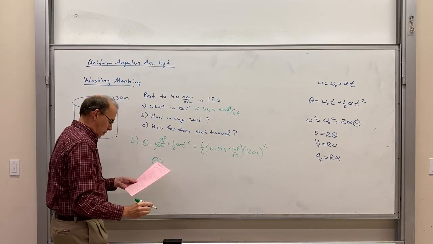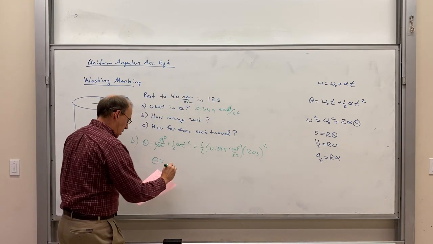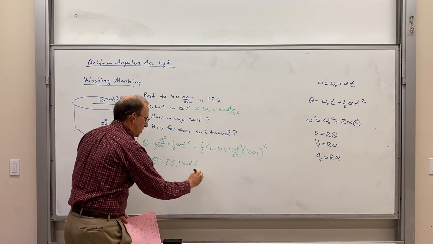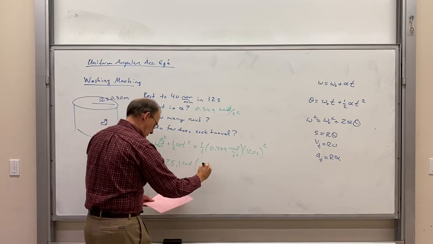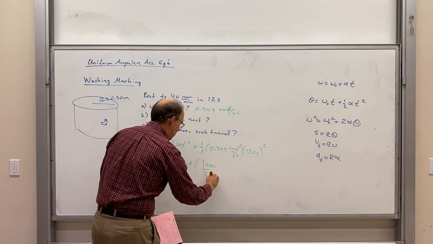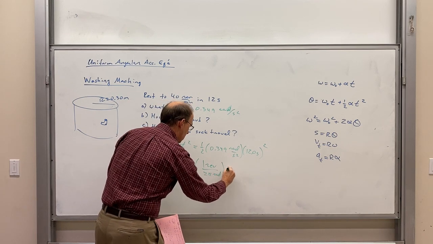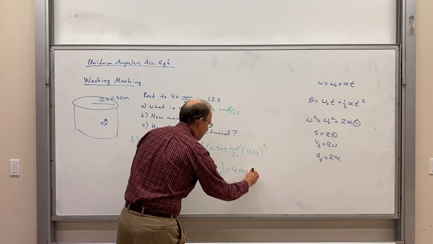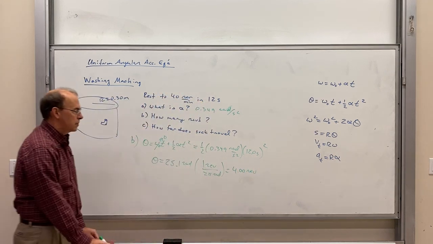So the angle that it rotated through is 25.1 radians. But I wanted revolutions, so times 1 revolution for every 2 pi radians. And that's 4 revolutions. So it only went around 4 times while it was speeding up.